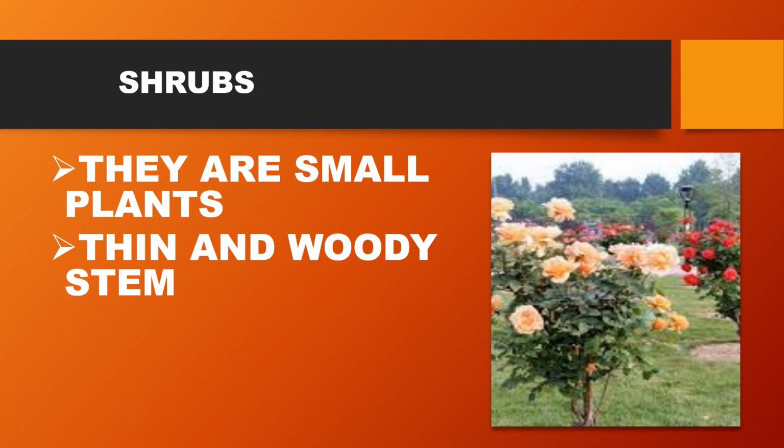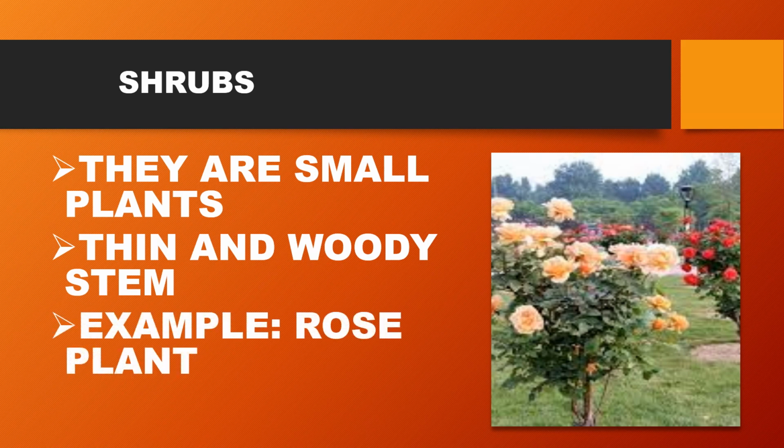So trees were tall plants, they were big plants, but shrubs are small plants and the shrub has a thin and woody stem. And the tree had a very huge stem, a very broad trunk, but the shrubs have a thin and woody stem. An example of shrubs is the rose plant.